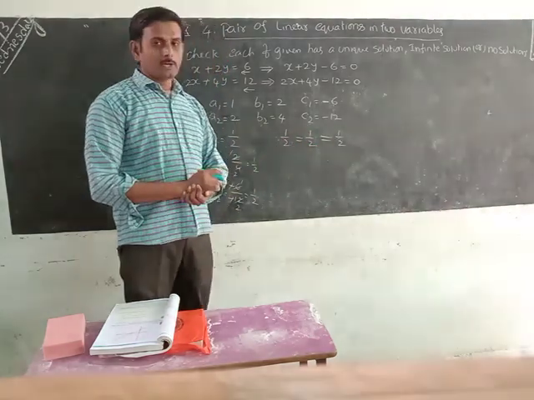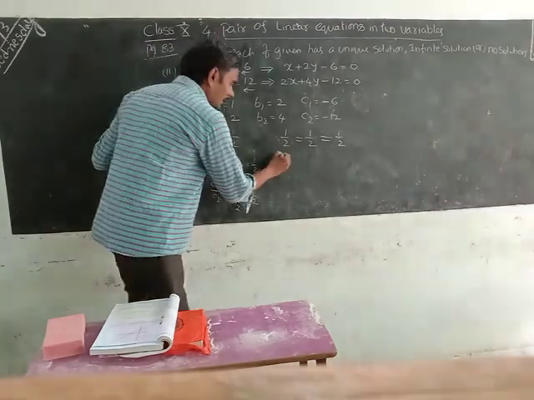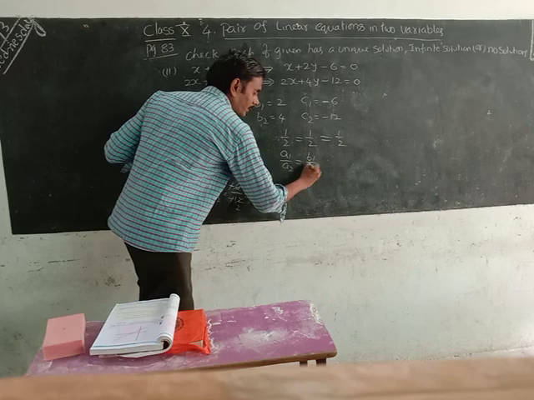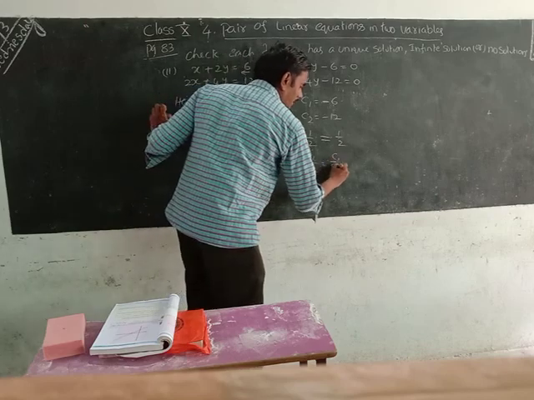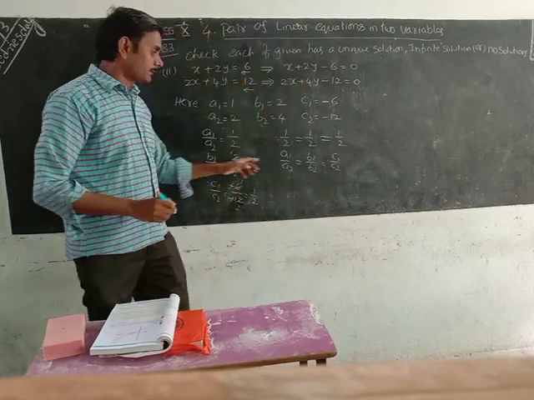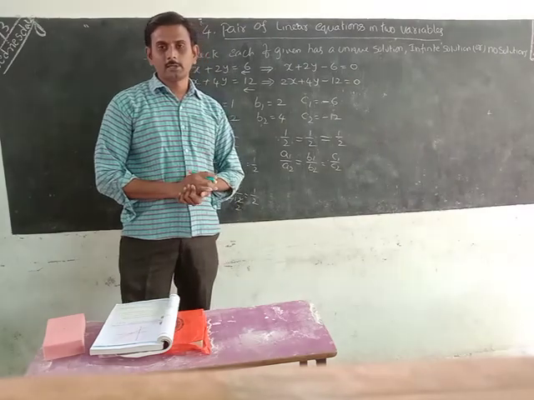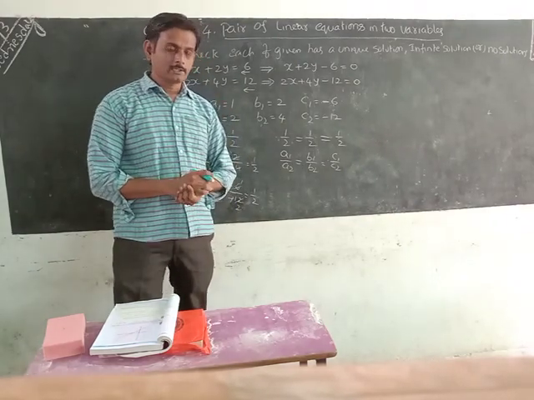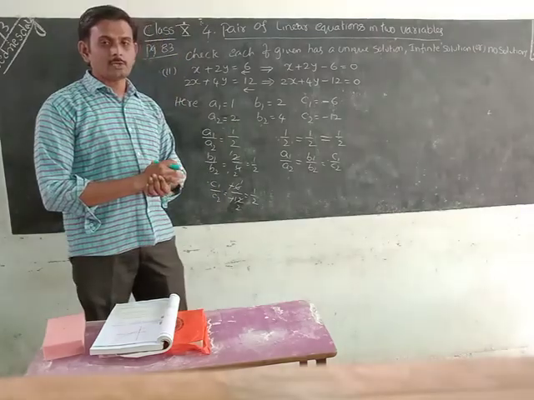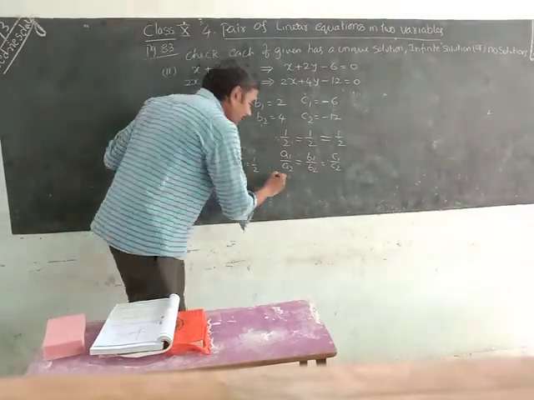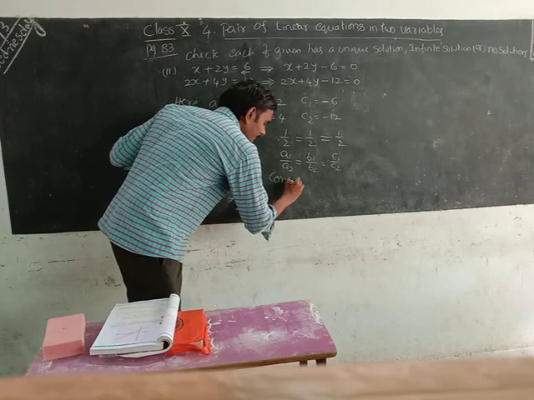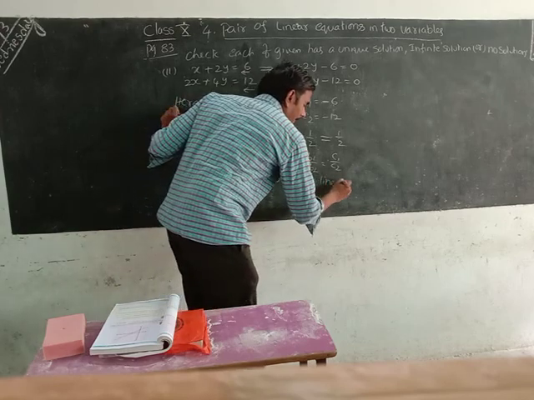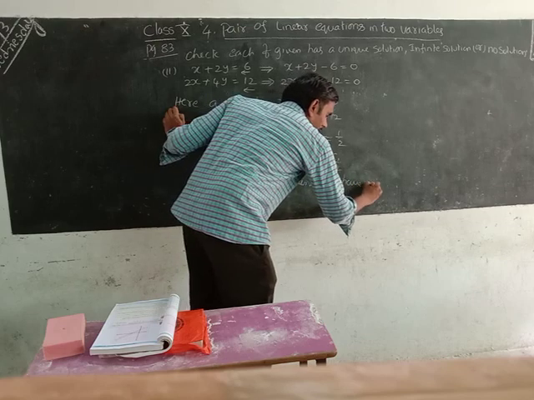That means numerators are equal, denominators are equal. Then here what is the condition? A1 by A2 equal to B1 by B2 equal to C1 by C2. Okay, three ratios are equal means that is called coincident lines. Coincident lines means how many solutions will you have? Many solutions. Coincident lines have many solutions.